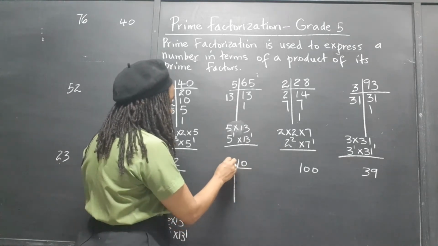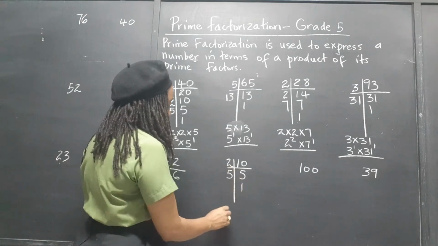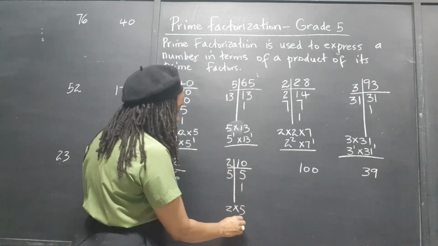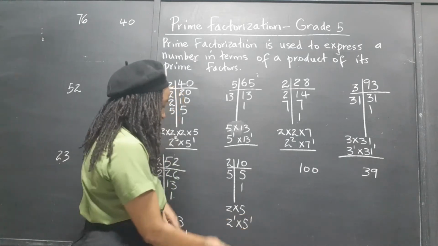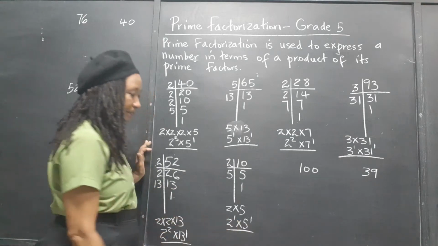Alright, so let's do 10. We know 2 can go into 10, and we know 5 can go into 5. So that's 2 times 5, or 2 to the first power times 5 to the first power. That's our prime factorization of 10.